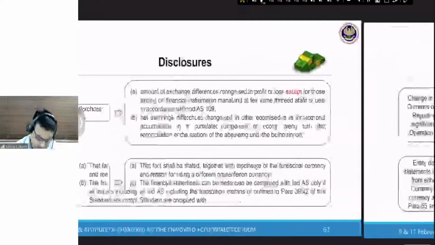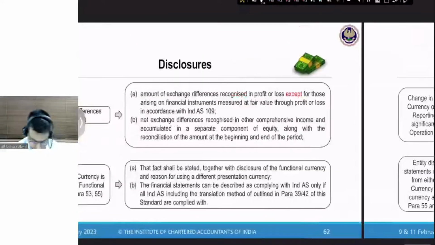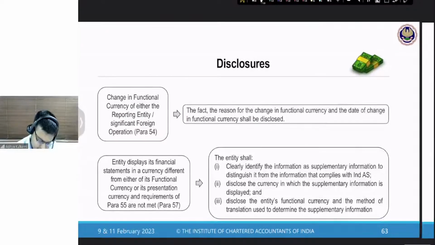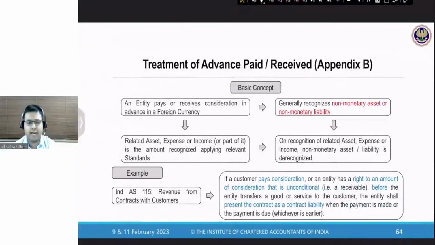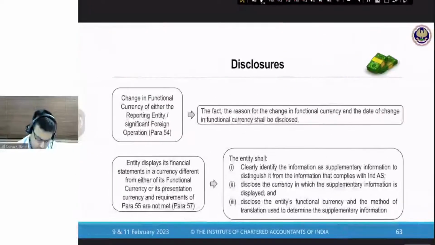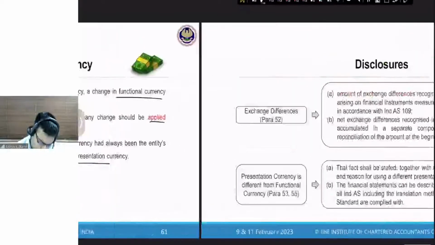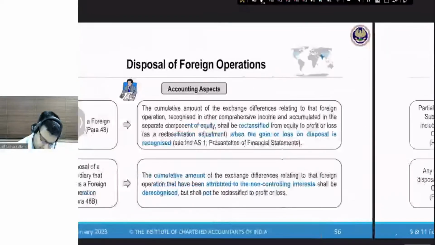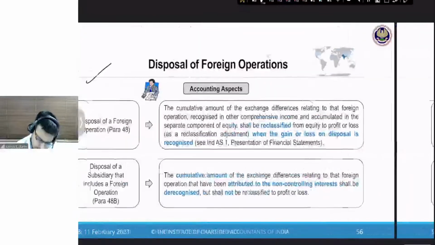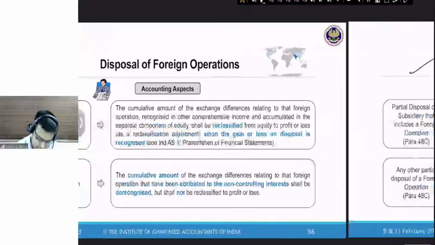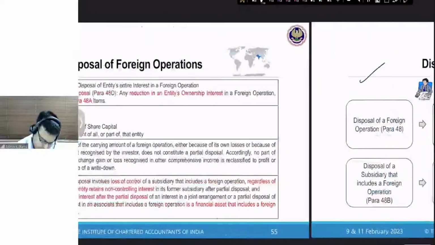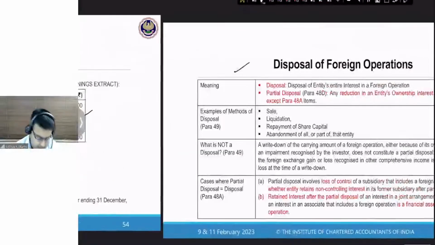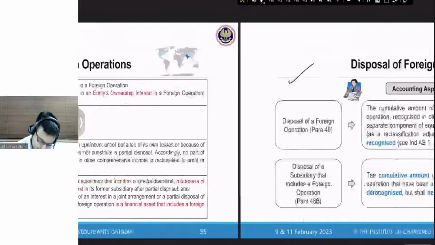Okay, so these are the disclosures: exchange differences, presentation currency being different, change in functional currency displays. So that is what you are going to disclose. Anything major? Disposal of foreign operations we have discussed. The accounting, this is done. Translate to NCI. Disposal is done. Okay. So I think most of it is covered.